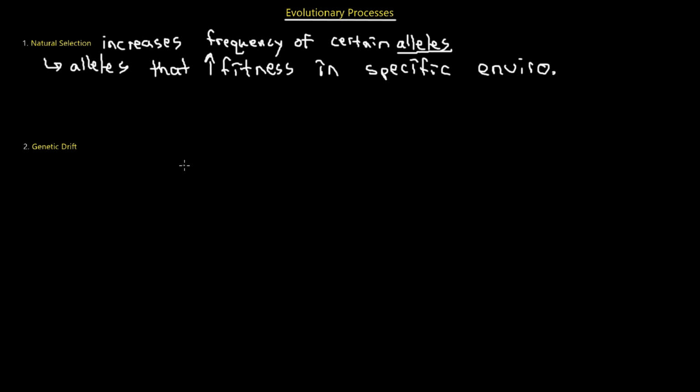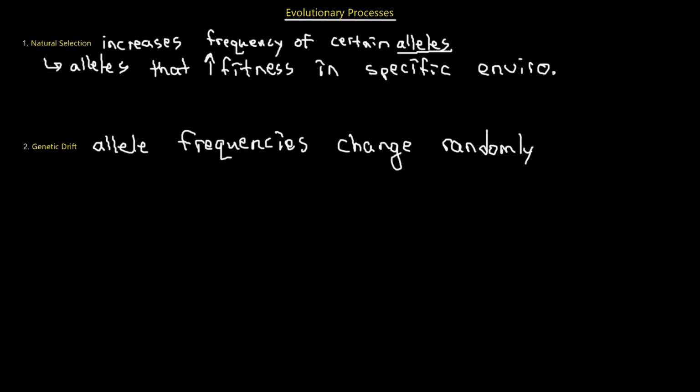Now looking at the next definition, that's going to be genetic drift. This one is a little bit different from natural selection because it causes a change in allele frequency that is completely random. So in some cases, genetic drift may cause alleles that decrease fitness to increase in frequency, or it could be completely the opposite. And we're going to talk about a couple of mechanisms that occur with genetic drift.